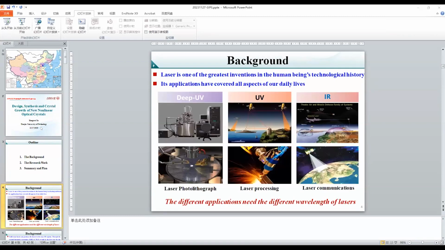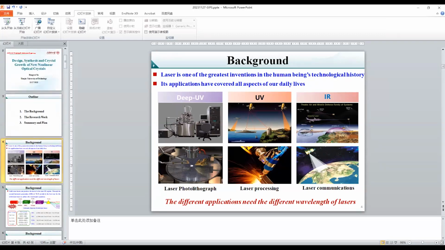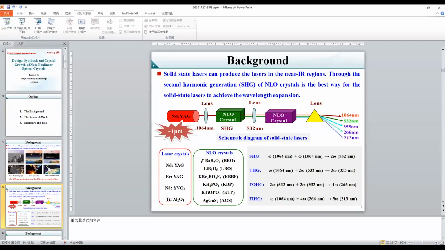We know the laser is one of the greatest inventions in human technological history, and its applications cover all aspects of our daily lives. But different applications need different wavelengths of laser. Solid state lasers can only produce laser in the near-infrared region. So SHG of nonlinear optical crystals is the best way for the solid state laser to achieve wavelength expansion.